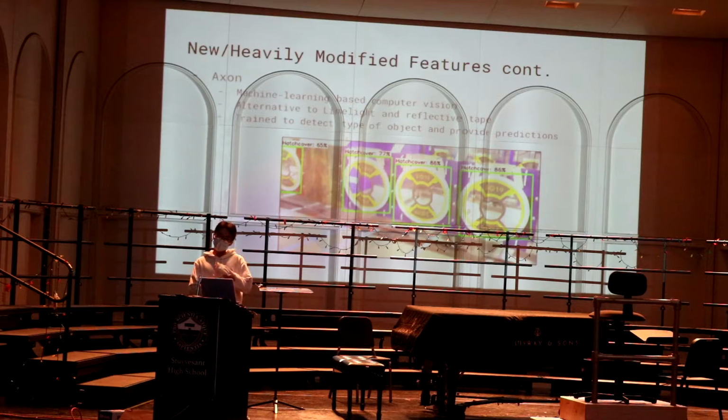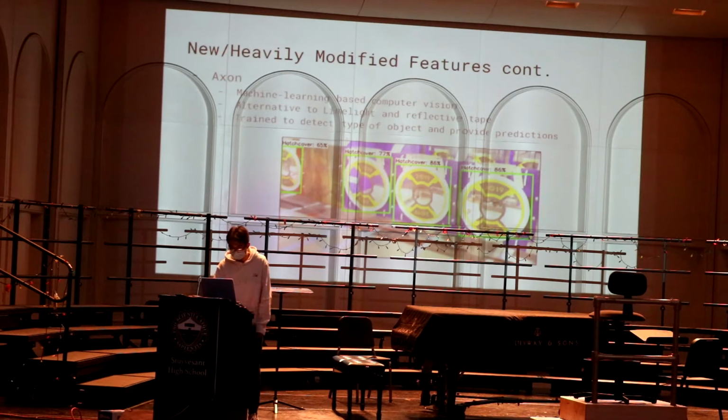And then the only other feature that has been added is Axon, which is a machine learning based computer vision system, which I think is really interesting. It's an alternative to Limelight and other cameras, and you can train it to detect basically any object that you want, and it will provide predictions like how far away you are from the object.